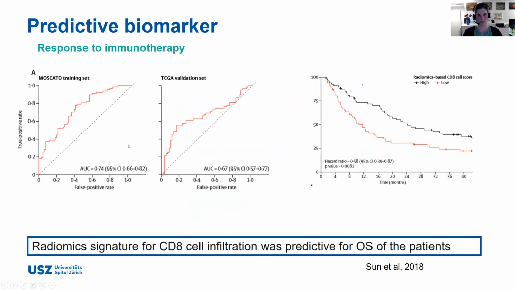Let's look at the results. So this is the set they were training on with an AUC around 0.74. Then they validated, with a slightly worse performance, but well within the confidence interval. And then nicely, this signature worked well to split the patients who respond well to immunotherapy and who respond worse to immunotherapy. So this radiomic signature for CD8 cell infiltration was actually predictive for the overall survival of the patients.